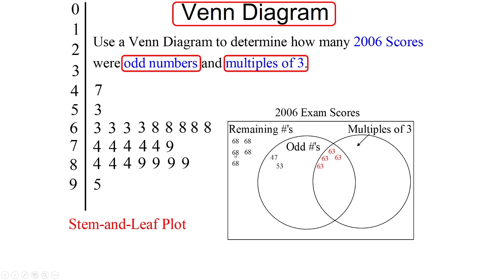Okay, remaining numbers. And now we are to the 74s. 74 is not odd. Is it a multiple of 3? Well, 7 plus 4 is 11, and 3 does not go into 11 evenly. So 74s go out here with the remaining numbers. And how many do I have? 1, 2, 3, 4, 5.